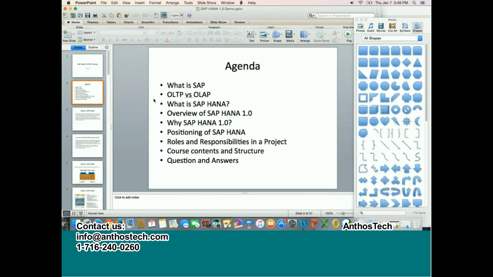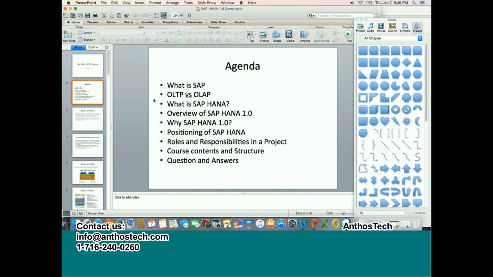What is the agenda for this session? As I said, I'm going to start with the very basics. I'll start with what is ERP, what is SAP, what is the SAP global market capitalization, why SAP, then what are OLTP and OLAP systems in general, and what are those systems with respect to the SAP world. Then I'll come to HANA, an overview of SAP HANA, and why SAP HANA is in the market.